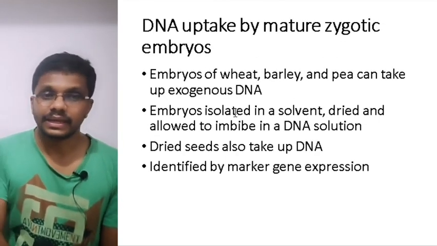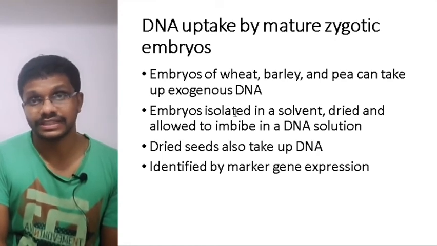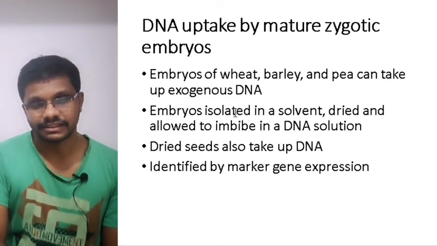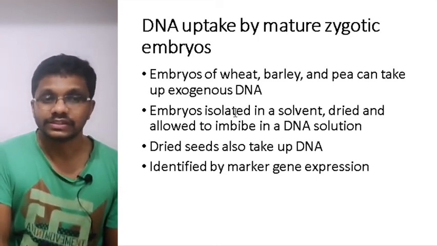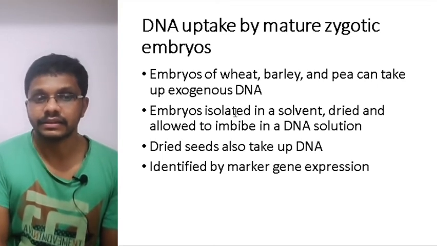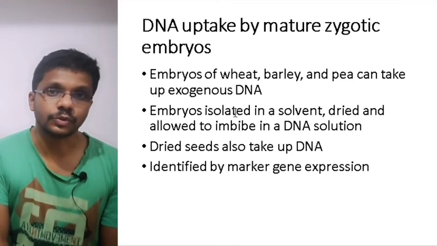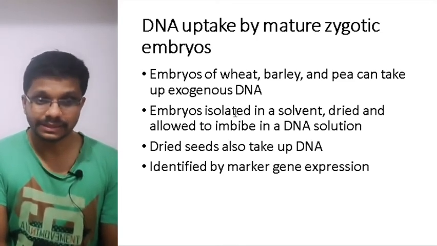Next is DNA uptake by mature zygotic embryos. Some plants have zygotic embryos which have a tendency to take up DNA from outside, especially in dry conditions, which includes wheat, barley, and pea. The seeds are dried, and we incubate them in a solution containing DNA. These dry seeds will take up the DNA from the medium. So that's a very easy method.